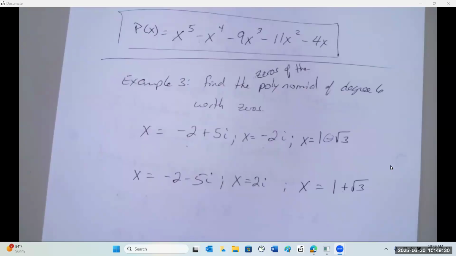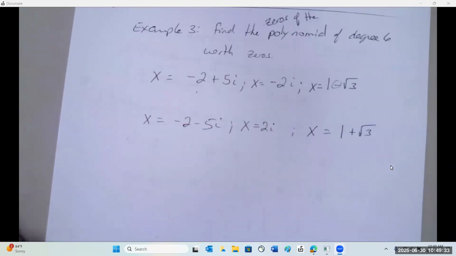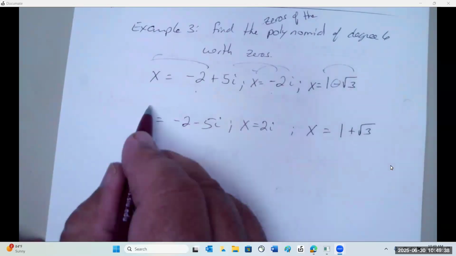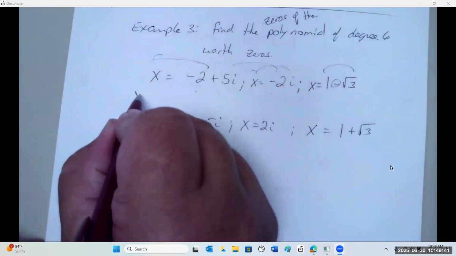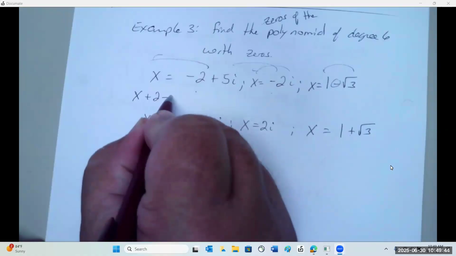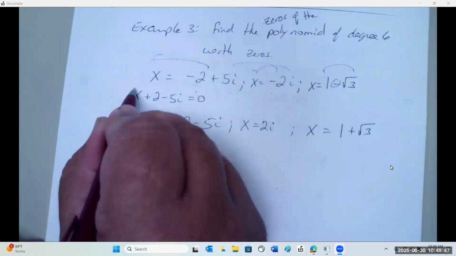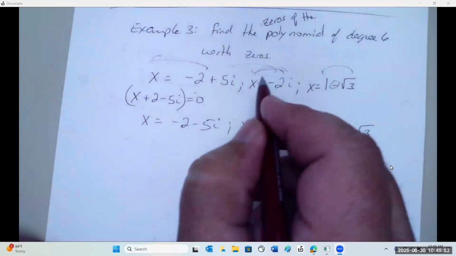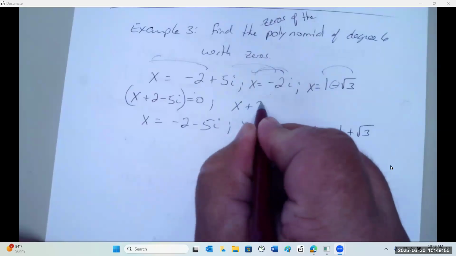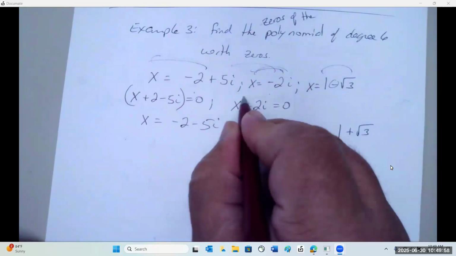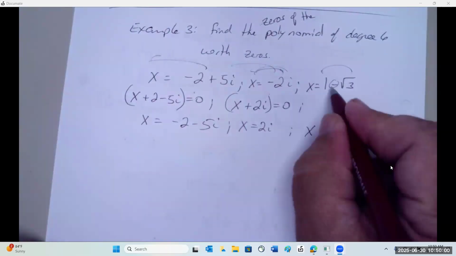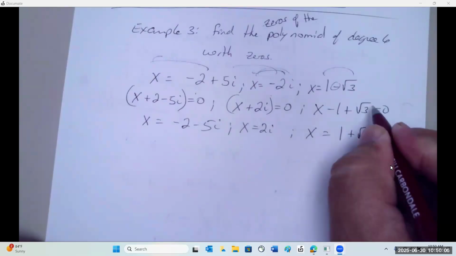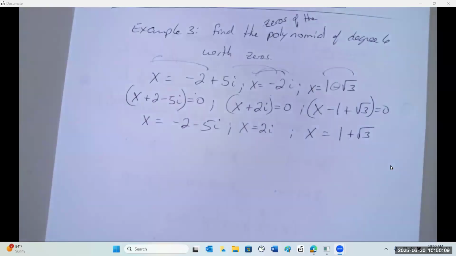Those are my zeros. How would we set them up in an equation? Move all of these over to the other side. So this one would become x plus 2 minus 5i equals 0. That's one factor. Move this one over, so it becomes x plus 2i equals 0. That's another factor. Move this over, so it's x minus 1 plus radical 3 equals 0. That's another 0.